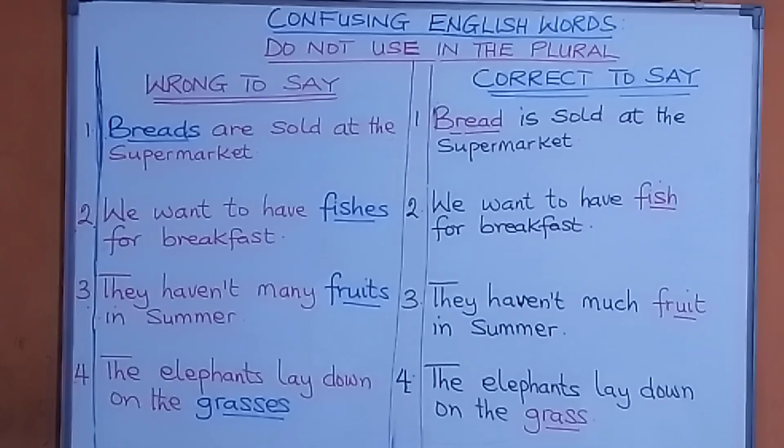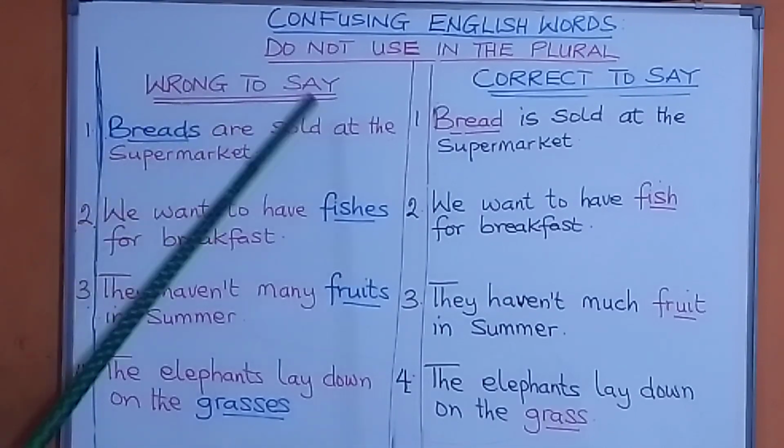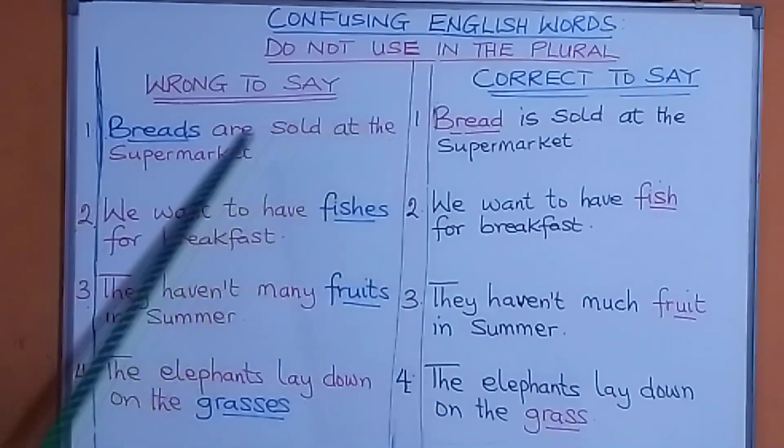Okay? Fruit. Also, we rarely use fruits. Fruit is fruit, except when you mean different kinds of fruit. For example, like I said, you can say Gambia produces oranges, mango, and other fruits. Otherwise, we use fruit. And grass is grass.